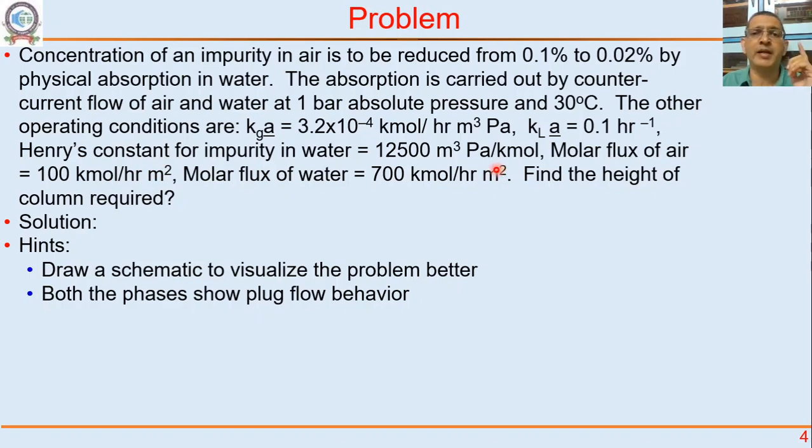Recall your undergraduate lectures. If you don't recall, go and revise them. Coulson and Richardson's book or McCabe and Smith or Treybal, whatever book you have used, go and refer. This is physical absorption. You should be able to do this without even looking at this lecture. Pause and do it for yourself.